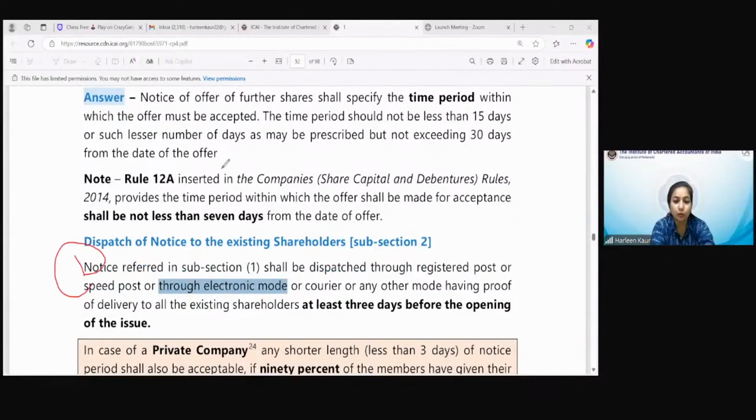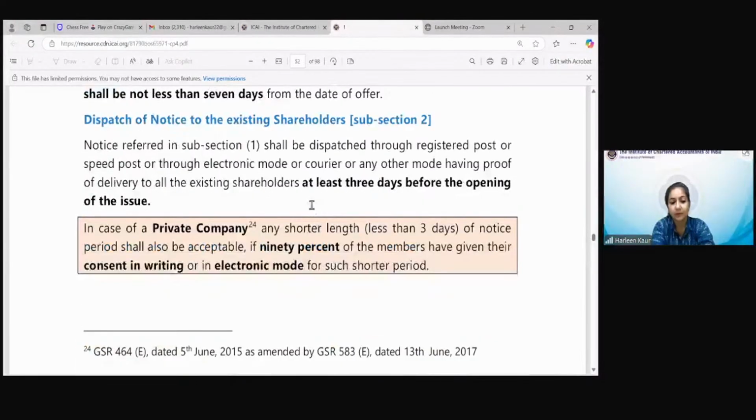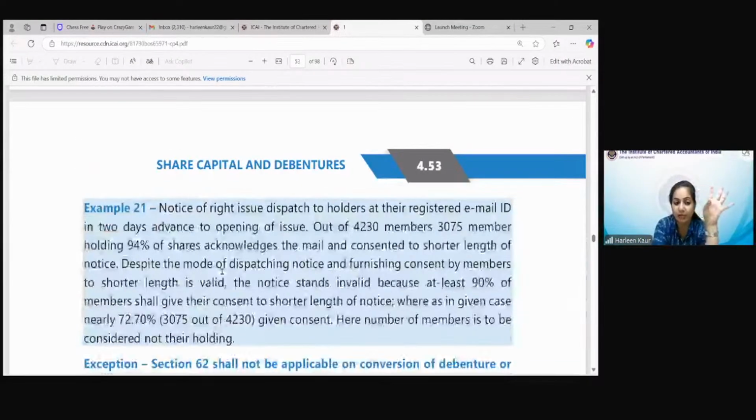Here you will highlight how the notice is being sent. First point was SR has to be passed for rights issue. Second point is that a notice has to be sent through registered post at least 3 days before the issue date. And the third point was notice related to this offer, that is 15 to 30 days time period. Rule 12A inserted says it should not be less than 7 days. In case of a private company, if 90% of the members have agreed, then shorter notice can be given. So 4 points we have done so far in rights.